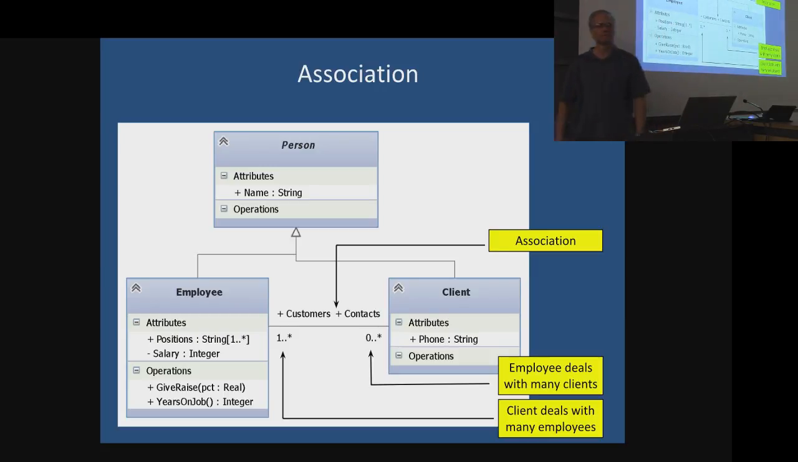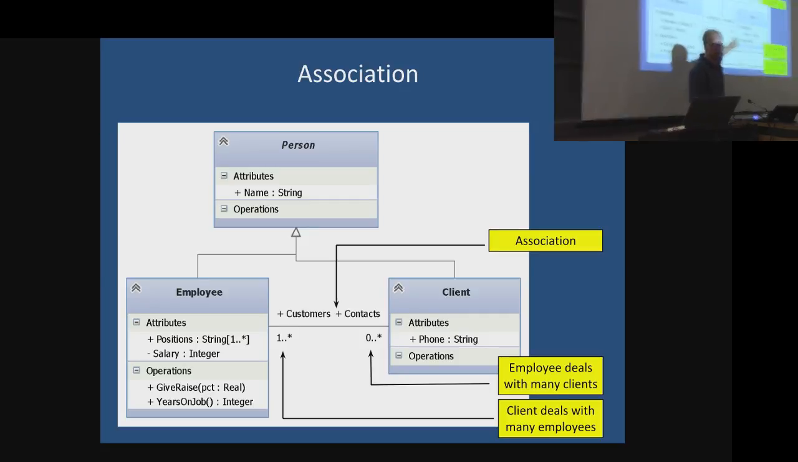Yeah? So what are those numbers where it says the employee deals with many clients? Is that kind of like the minimum number? Yeah, this number refers to employees. So it says a given employee can have 0 or more clients. Okay. And in the other direction, a client can have 1 or more employees.